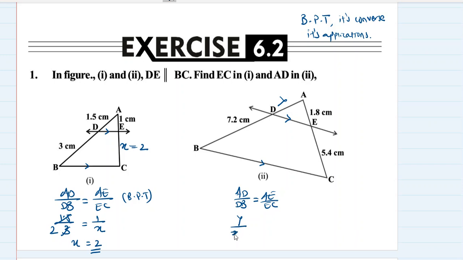So Y upon 7.2 is equal to 1.8 upon 5.4. So Y is equal to 1.8 multiplied by 7.2 upon 5.4. 3s are 5.4 and 2.4s are 7.2. So Y is equal to 2.4 centimeters. So this Y is 2.4, AD is 2.4.